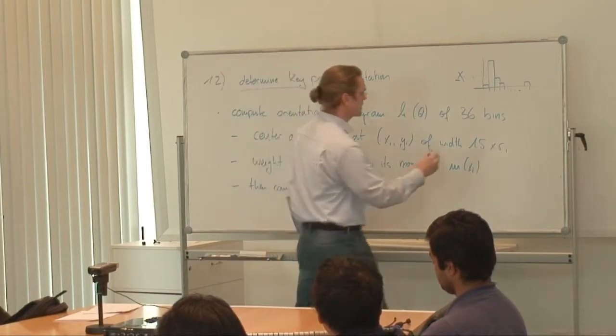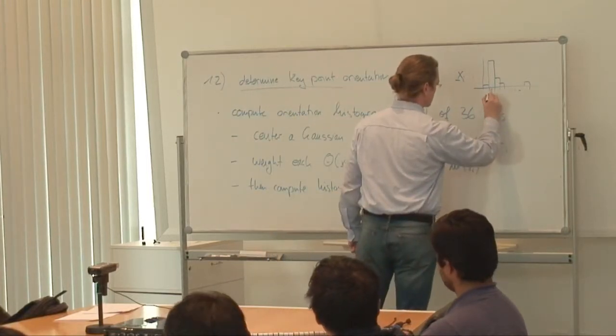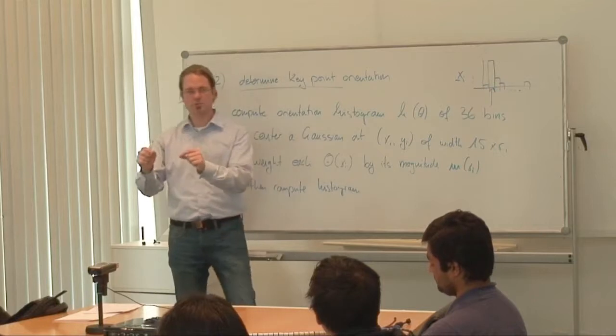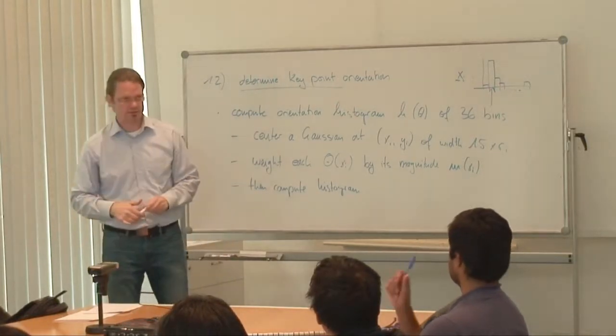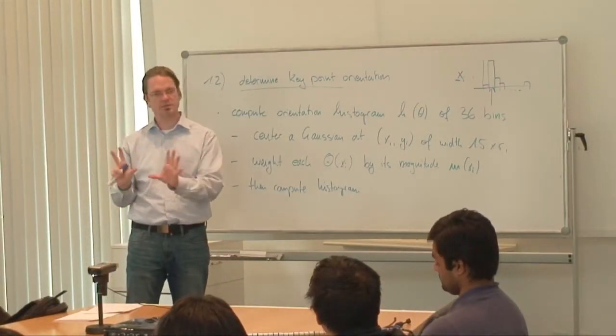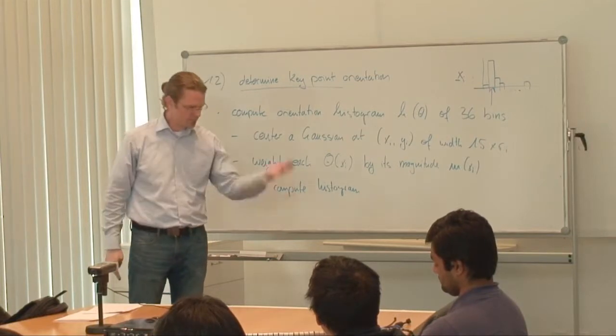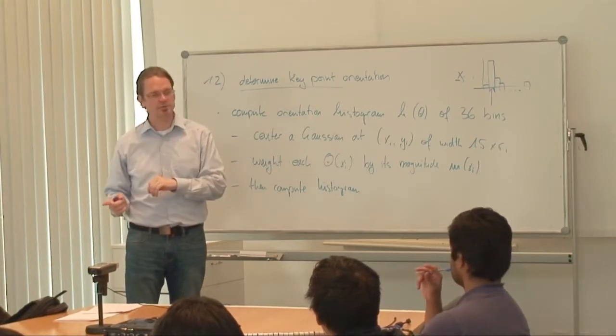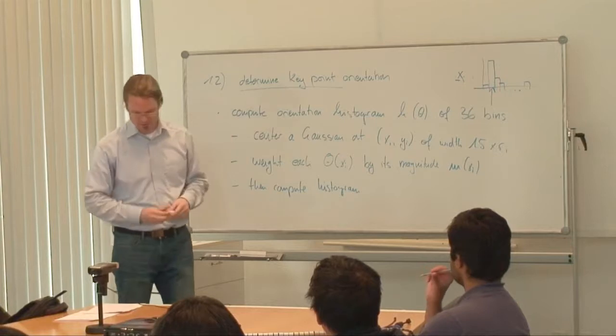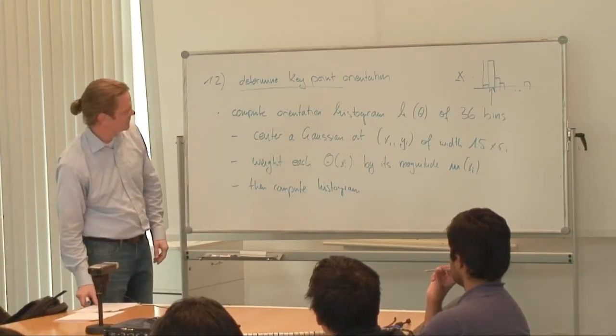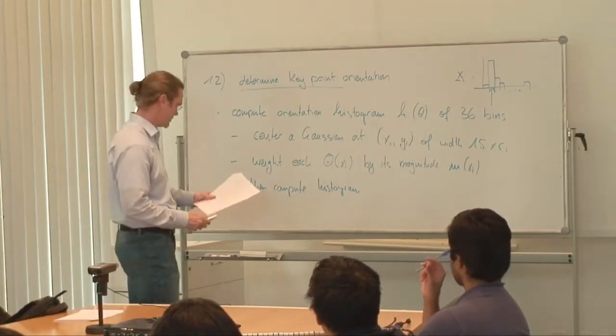The dominant direction is this one. So locally, for that key point, most of the gradients in the neighborhood about that key point have an orientation between 10 and 20 degrees. So that is the direction of the key point, or the orientation.